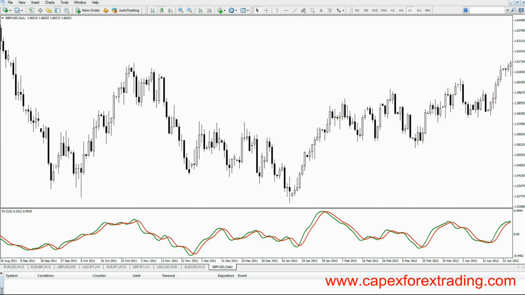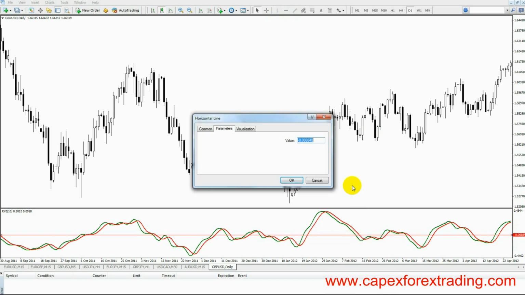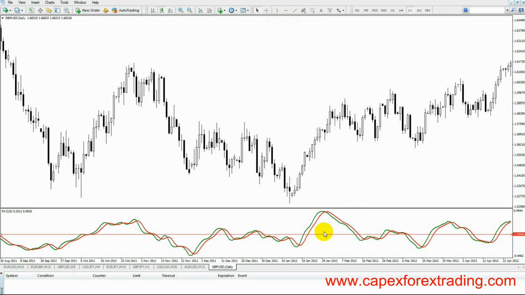So the last way in which we can use the RVI is by referencing this zero value that you can see here. Now, we're not using the value because of its characteristics. The only reason why we're using it is because it's our center point. So what we do is draw a horizontal line and make sure that the value is set as 0, press OK, and we double click to ensure that the line doesn't move.